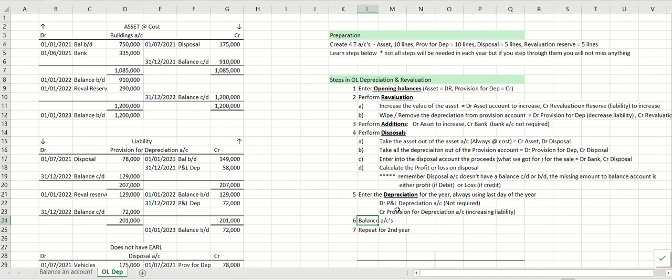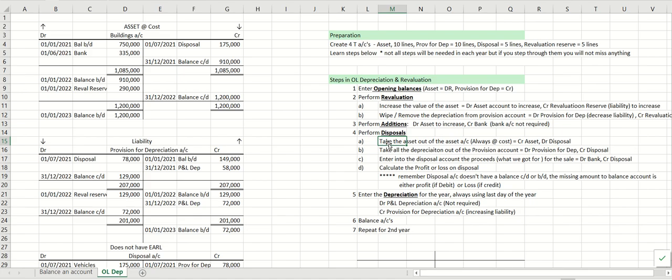Not all steps will be in each year, okay? But if you follow this, you won't miss anything. Okay, when you're doing the reval, increase the value of the asset, wipe the depreciation. Perform additions, very straightforward. Increase the asset. They don't ask us for the bank account for the second half of that double entry, so perform additions is very straightforward. Perform disposals, couple of steps in it.